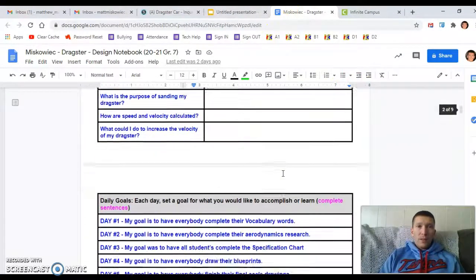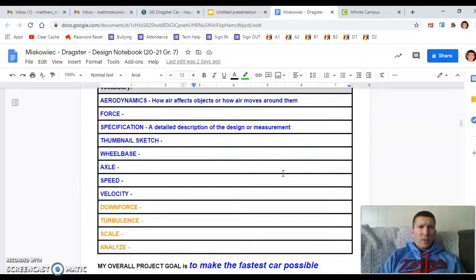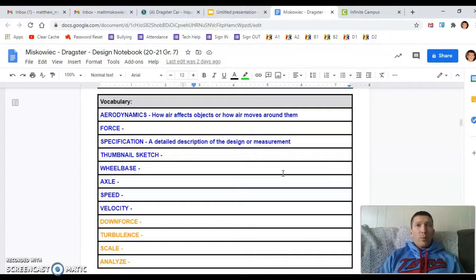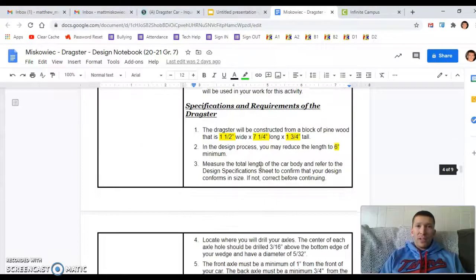Towards the top, right below the essential questions and below the daily goals, you had about 9, I think it was, vocabulary words, and you should have definitions for each one. To get that aspired to do section, it would be writing it in your own words, not just copying and pasting from Google. Double check that you have these vocab words filled out. The second part was the specification chart.